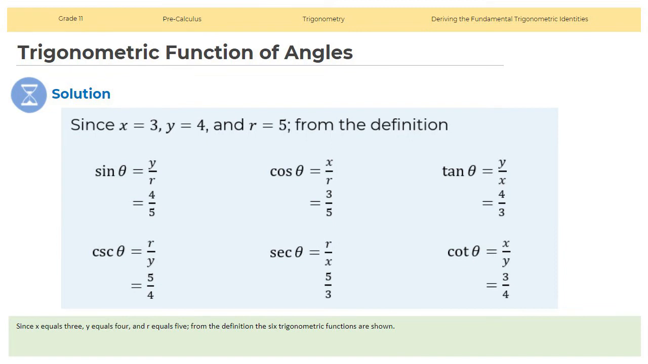Since x equals 3, y equals 4, and r equals 5, from the definition, we can get the 6 trigonometric functions. Sine theta is equal to 4 over 5, cosine theta is equal to 3 over 5, tangent theta is equal to 4 over 3, cosecant theta is equal to 5 over 4, secant theta is equal to 5 over 3, and cotangent theta is equal to 3 over 4.